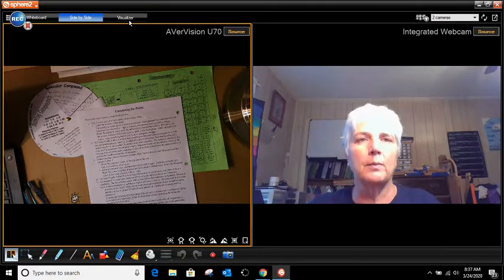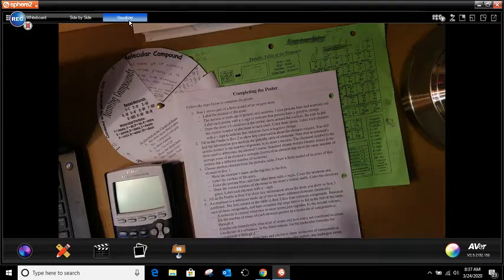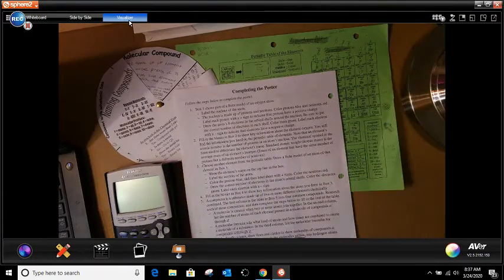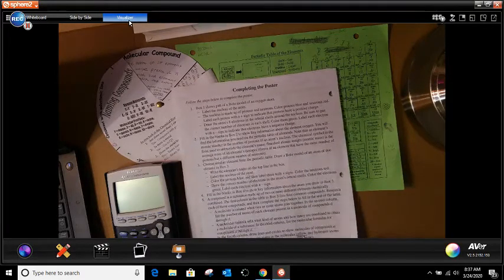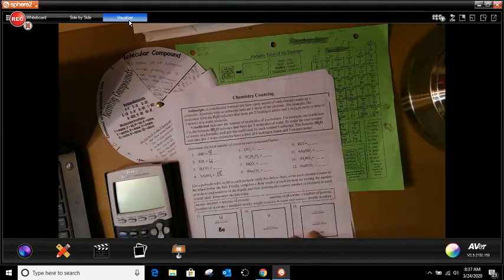So let's look at the poster project. What you need today, you might need a calculator, you might need your naming wheel, and you might need your periodic table to help you out. So the very first page, we've already done. We did that to complete the very first part. Now, I've already done these, but I'm going to go over them again with you.